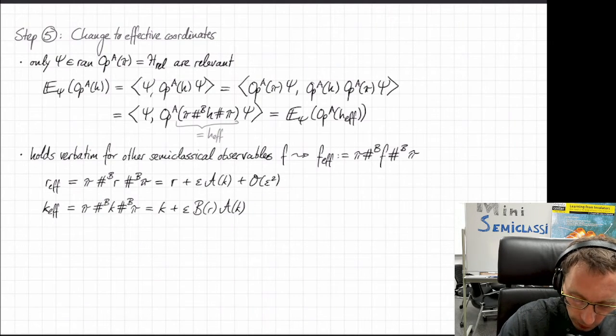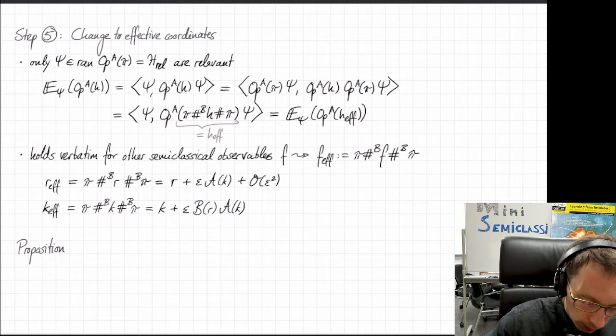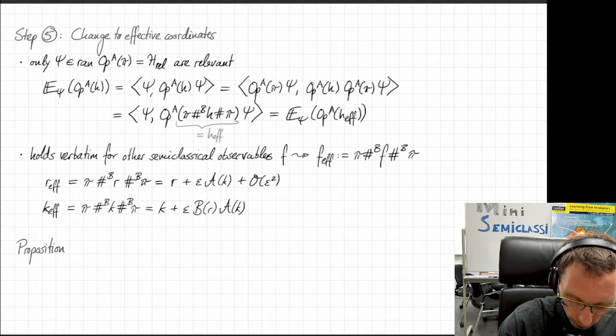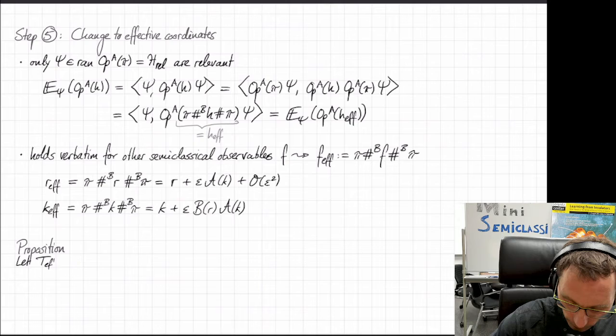And to understand how this intertwines, the following proposition is quite useful. So let me call the map, so I'm defining a map T effective, which maps R and K onto their effective counterparts.